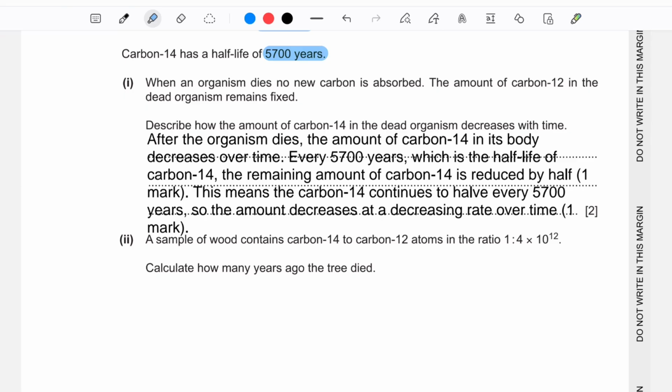After an organism dies, the amount of carbon-14 in its body decreases over time. Every 5,700 years, which is the half-life of carbon-14, the remaining amount of carbon-14 is reduced by half. This means carbon-14 continues to halve every 5,700 years, so the amount is decreasing at a decreasing rate over time.